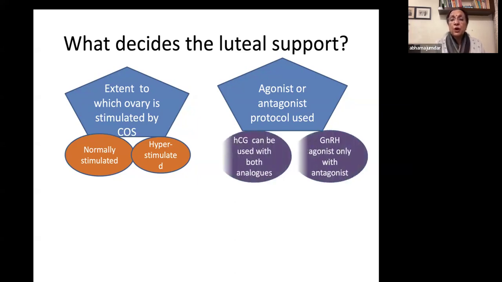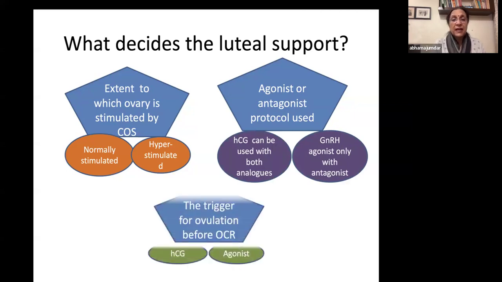Agonist antagonist protocol: HCG can be used with both the analogs, that means agonist and antagonist, whereas agonist trigger can only be used within an antagonist cycle. And the trigger for ovulation before OPU can be HCG or agonist. So we have two drugs to trigger ovulation before egg retrieval in an IVF cycle.